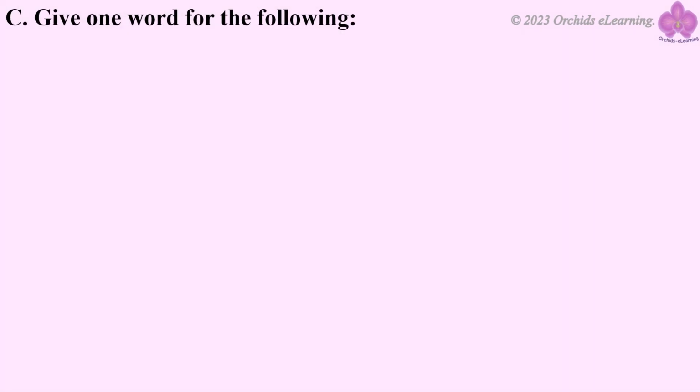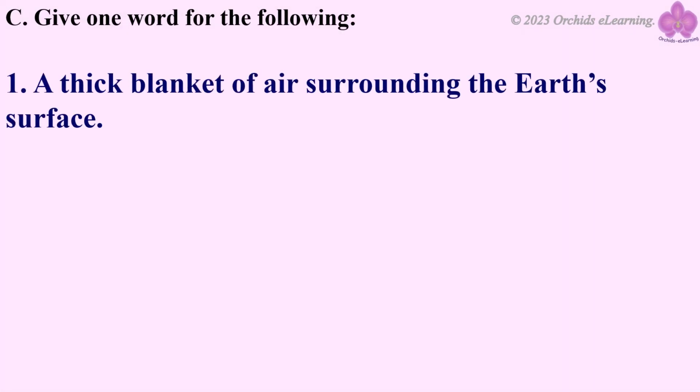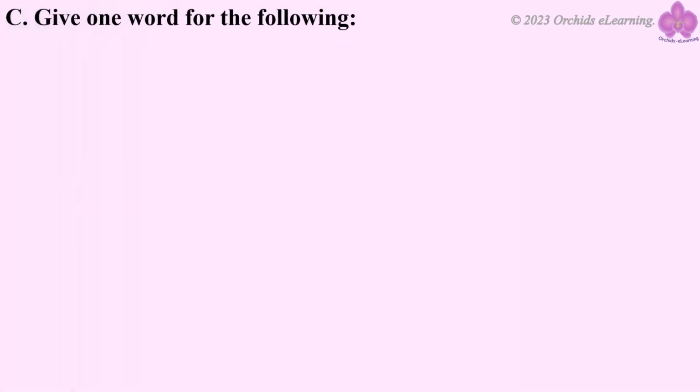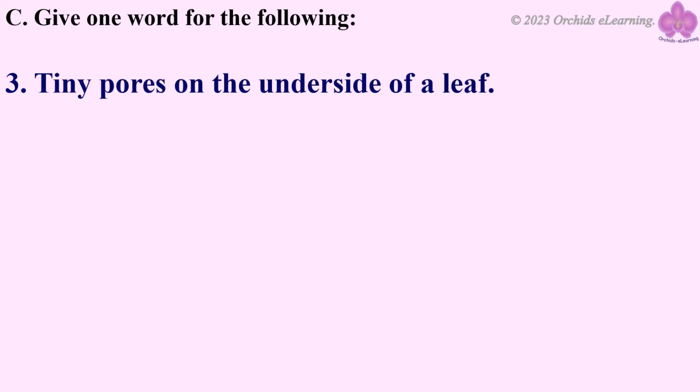Give one word for the following. A thick blanket of air surrounding the Earth's surface. Atmosphere. Process by which plants use carbon dioxide present in the air to make their own food. Photosynthesis. Tiny pores on the underside of a leaf. Stomata.